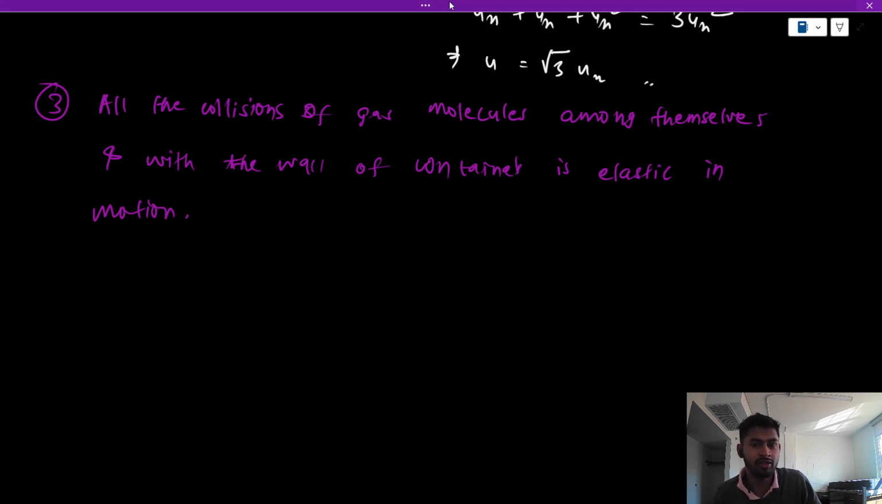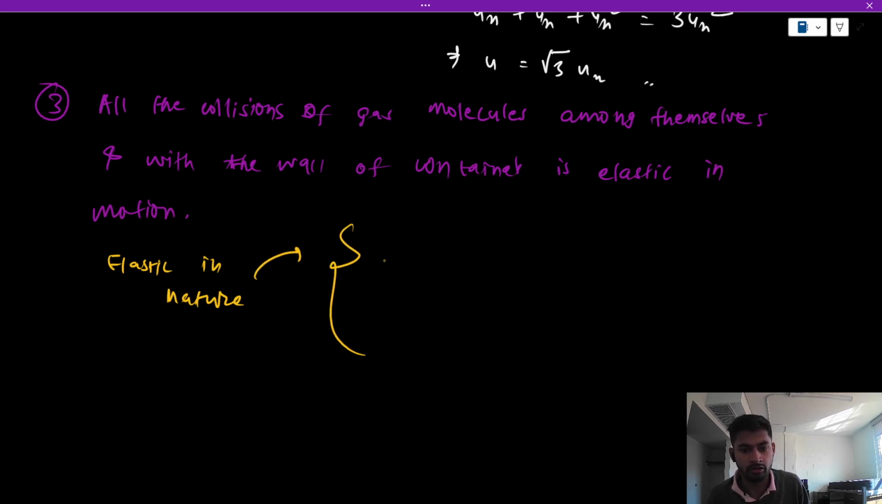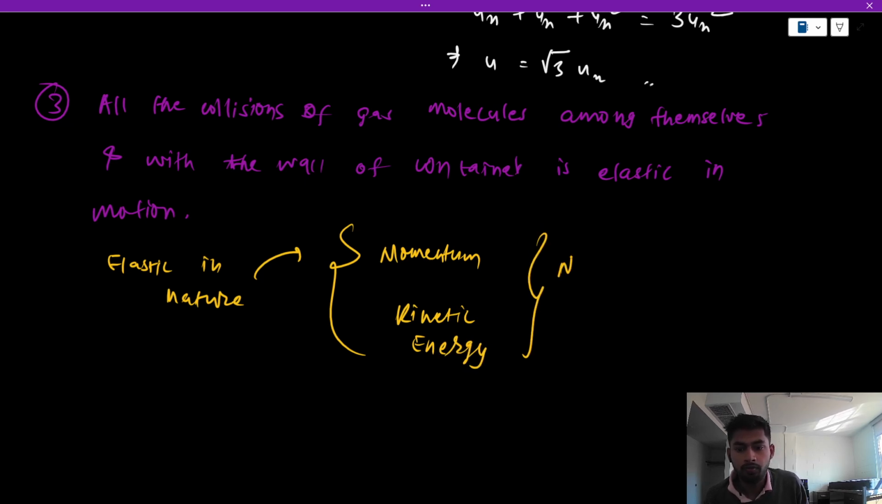What elastic in nature would imply is that momentum and kinetic energy have no loss. Momentum and kinetic energy, no loss of energy.